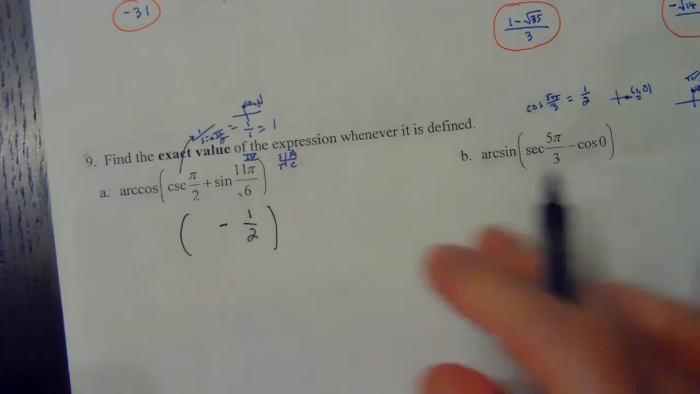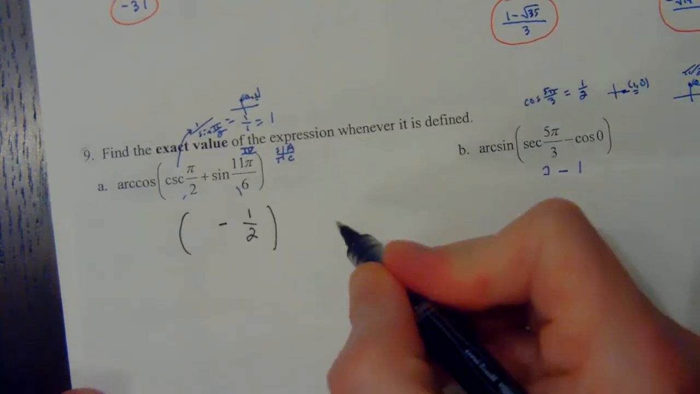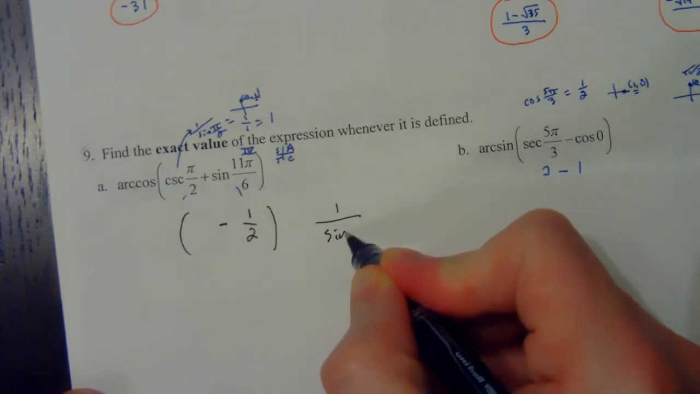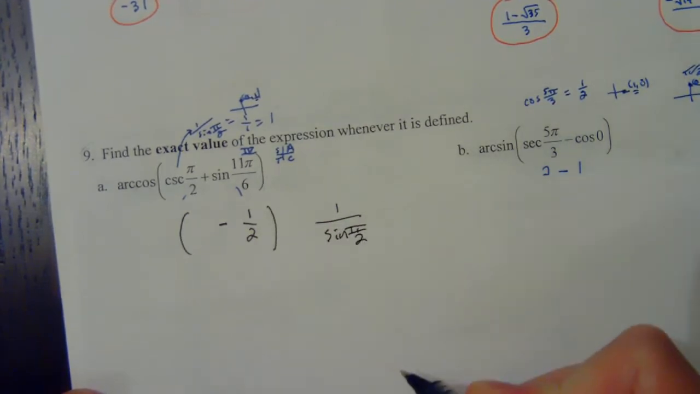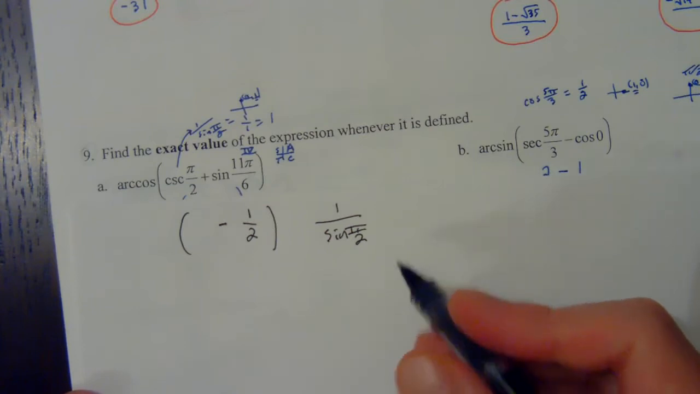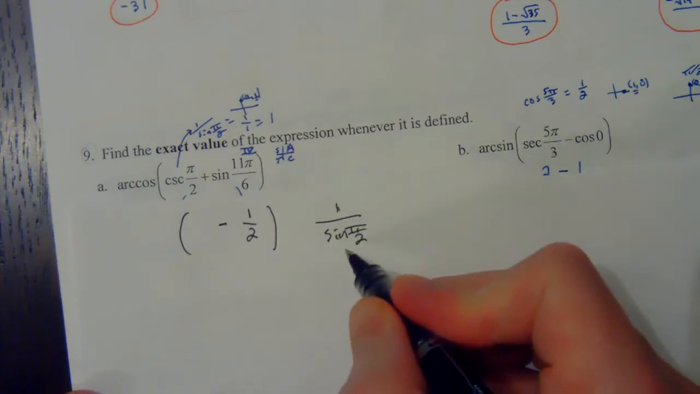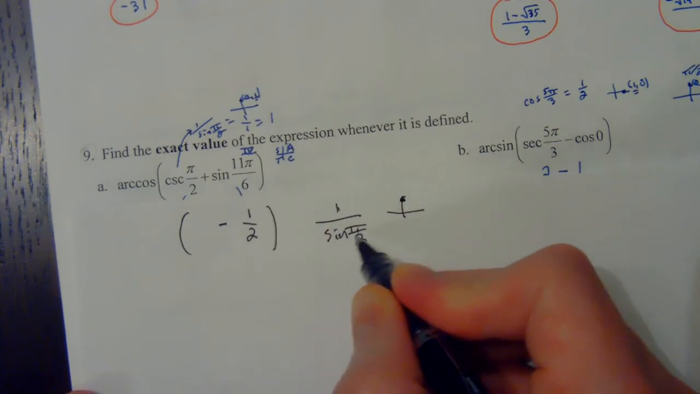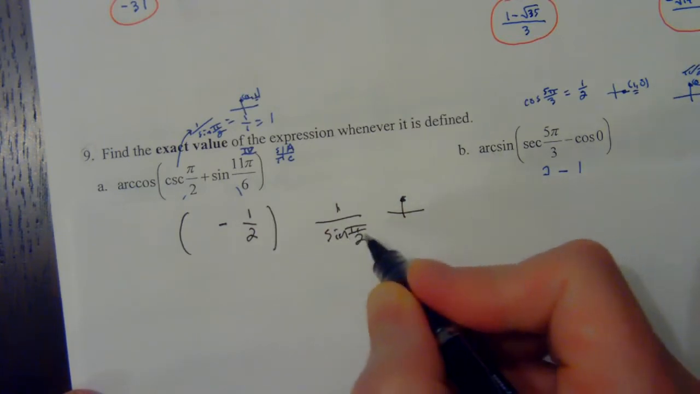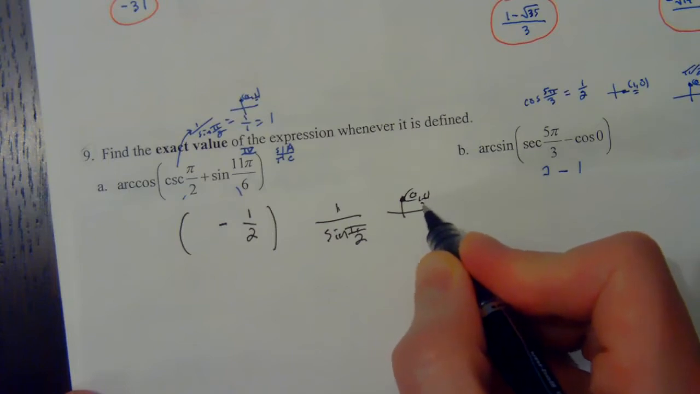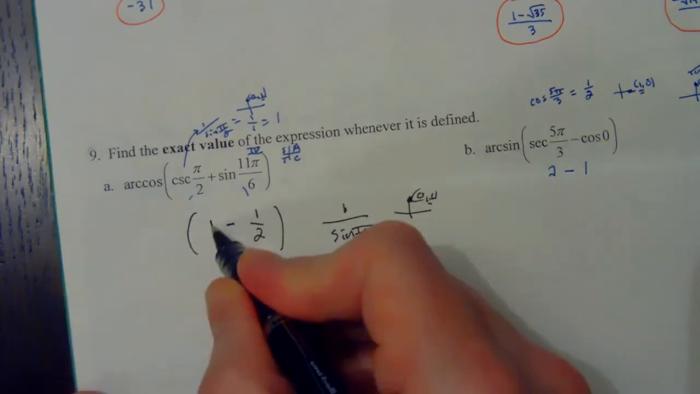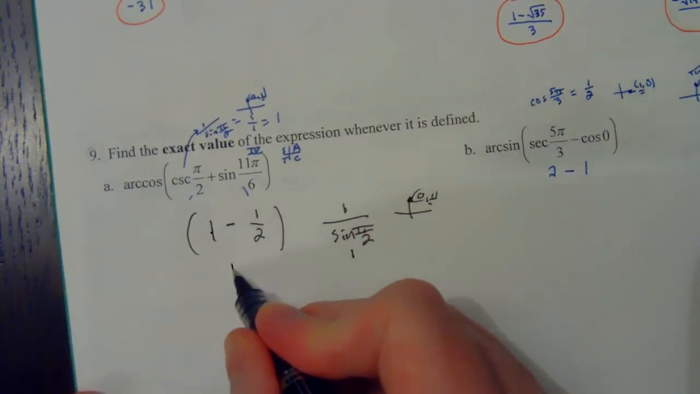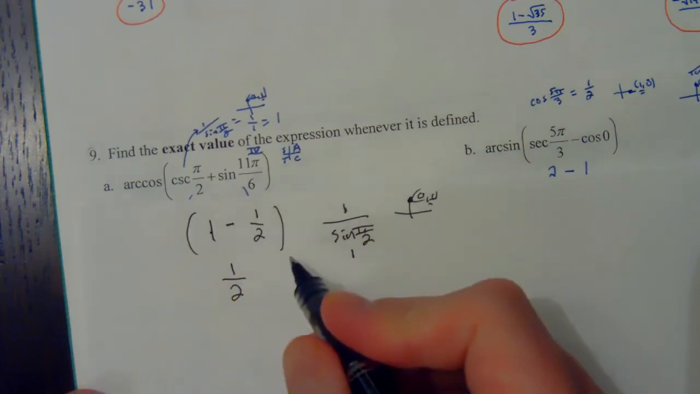And then the cosecant of a quadrantal angle. Remember, cosecant of theta is 1 over the sine of theta. So when I have a quadrantal angle, that's what I'm going to do there. And so 1 over sine of pi over 2. Sine of pi over 2 is right there at the point 0, 1. Remember, the sine is your y value, cosine is your x value. So sine of pi over 2 is right there at 1. So 1 over 1 is 1. So 1 minus 1/2 gives us 1/2 in the parentheses.